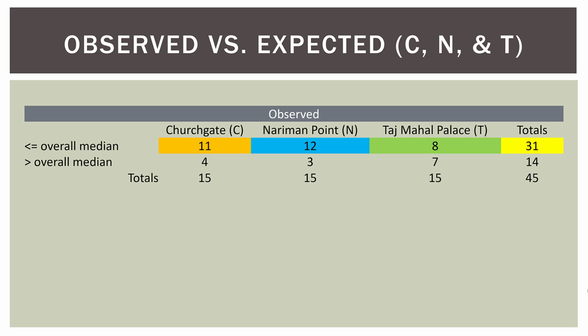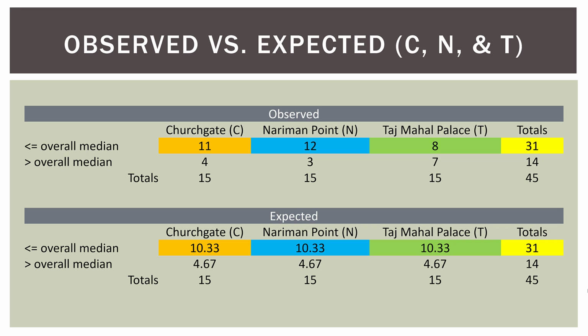But we can see that we have 15, 15, 15, so we know our math is right, and we have 45 overall observations. So our expected values in our table for Churchgate, Netterman Point, and Taj Mahal Palace, it's 10.33 in the top row, and then 4.67 in the bottom row. What we're going to do is use the chi-square test to see whether or not the observed, those 6 values up there, are different than the expected values we have down here in the bottom.